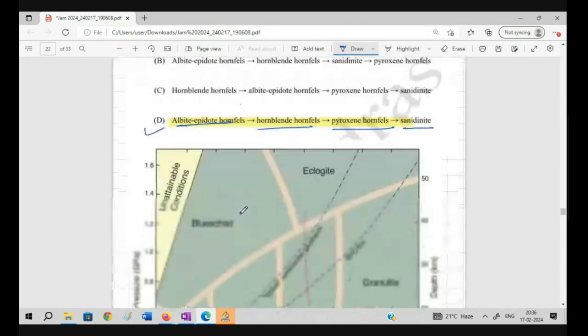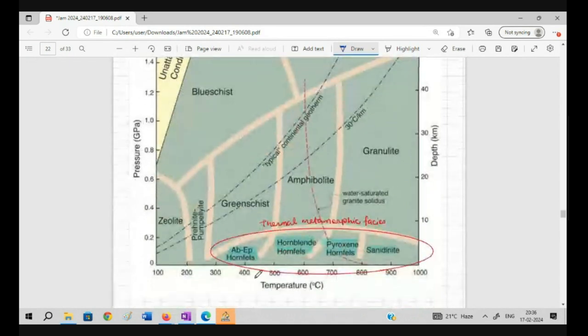Yes, sir. Here you can see, among the contact facies, at first the albite epidote facies will be there, then the hornfels facies, then the pyroxene hornfels facies, and then the sanidinite facies. Okay. Yes, sir. Okay, fine.